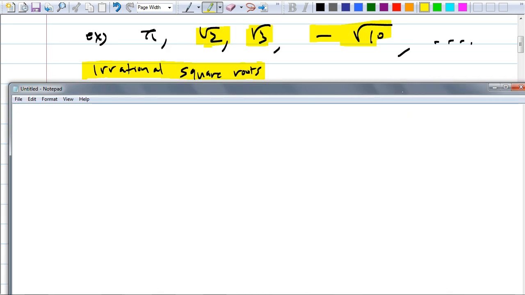So the question was, do you have to have the square root of a prime number? Yes, if you have a square root of a prime number, it's always going to be irrational, but they don't necessarily have to be prime. Like square root of 10. 10 is not a prime number, still an irrational square root.